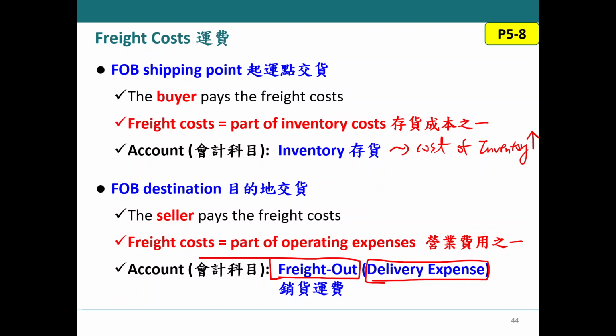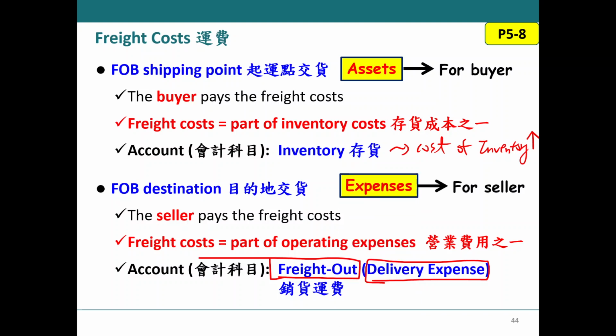Okay? So what's the difference? The difference is when it's shipping point, the buyer pays the freight cost. That freight cost, we record it as inventory. Inventory is your asset. But when you are the seller, the seller pays the delivery fee. For the delivery fee, we use the account freight out, or the account delivery expense. Either way, they are your expense. Okay?